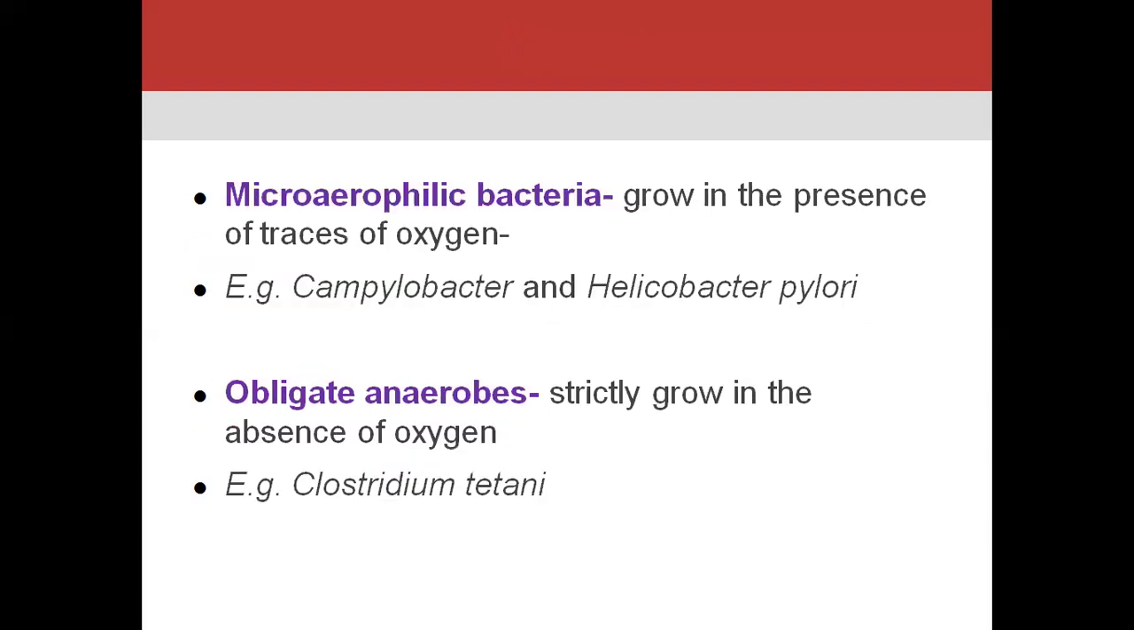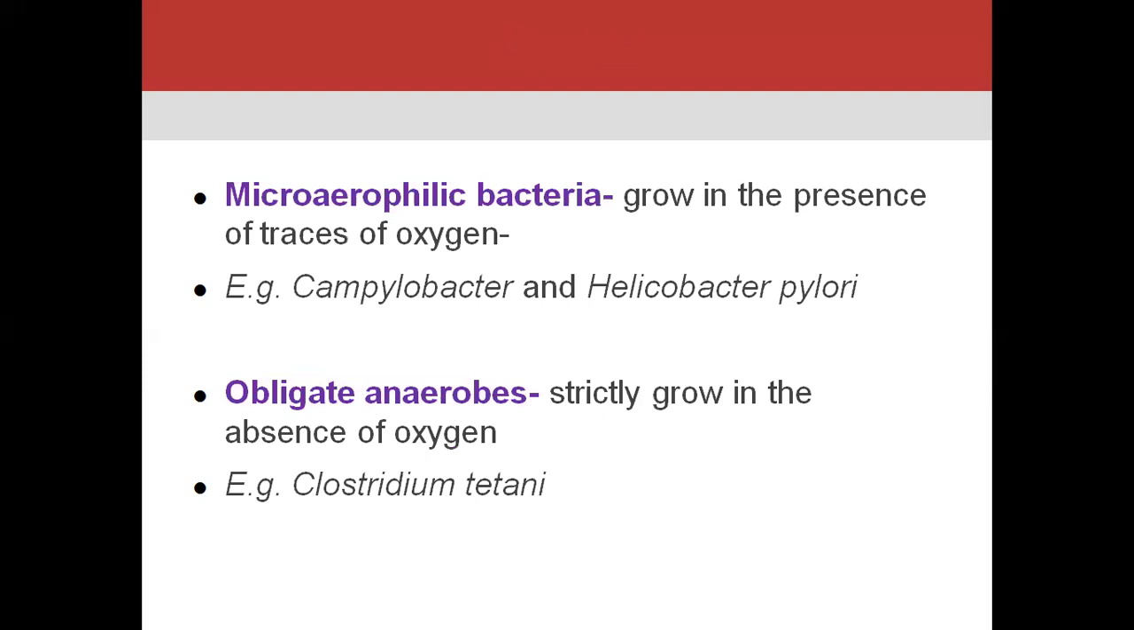Next, microaerophilic bacteria. What is meant by microaerophilic bacteria? They require a minute amount of oxygen, or they grow in the presence of traces of oxygen. Campylobacter and Helicobacter pylori are microaerophilic bacteria.